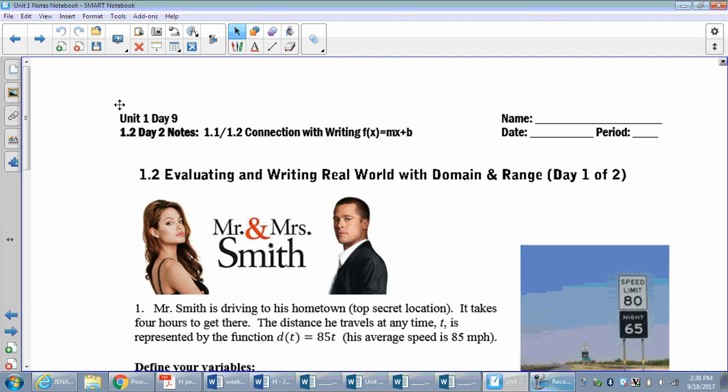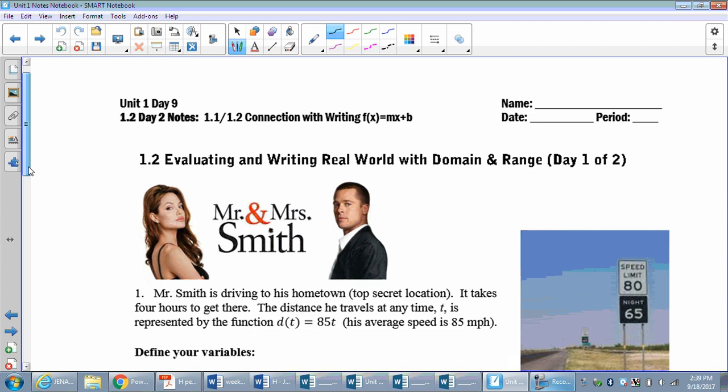Today starts 1.2 for us, relative to the real world. So last night you had 1.2 day 1, which was a skills refresher on function notation, given equations, graphs, and tables. Today we are going to get into evaluating and writing real world with our domain and range, keeping those function notation skills in mind. Let's get right into our first example.